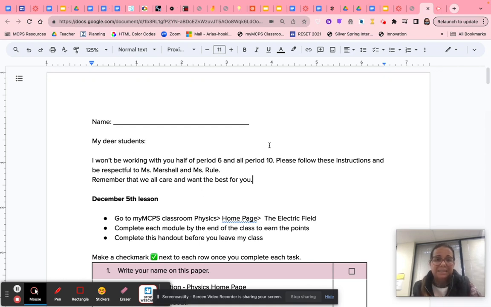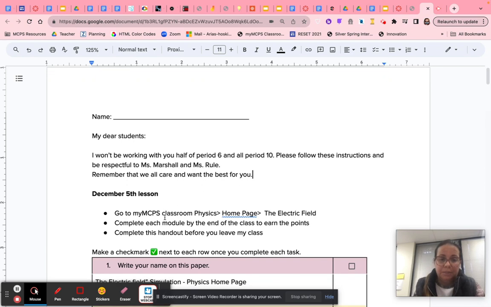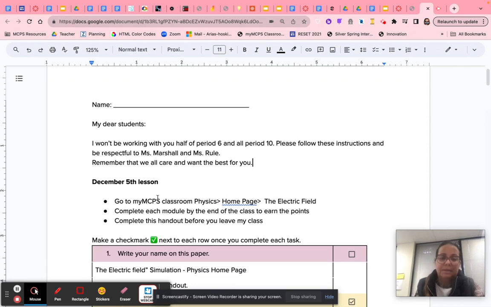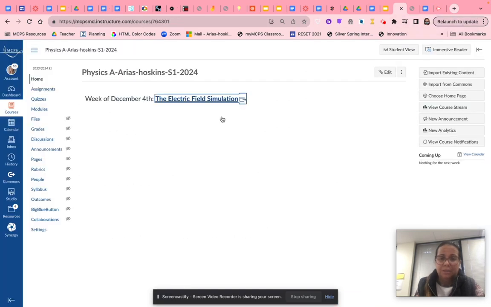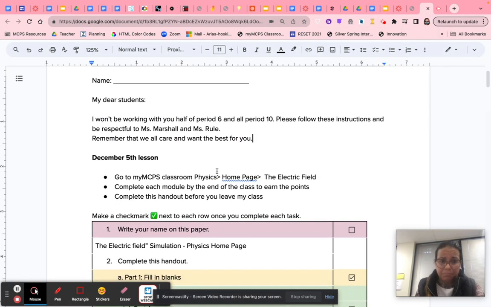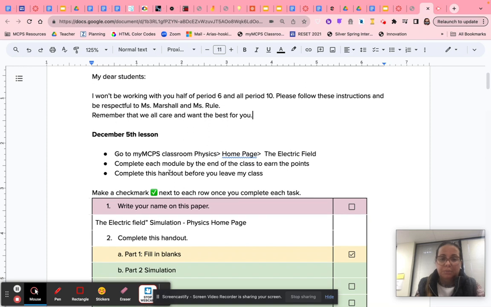Okay, so for this lesson, it's going to be straightforward, very easy. So please follow these instructions if you can actually do it by yourself. In the first part here in the handout, it says that you need to go to My MCPS Classroom, physics class, and then go straight to the homepage. I have it right here, the electric field simulation. Make sure that you're on the homepage, okay? Once you go here, you're going to complete each module by the end of the class to earn the points. It's going to be about 25 points for this. Once you finish this, make sure that Miss Rule and Miss Marshall actually receive the handouts, okay?